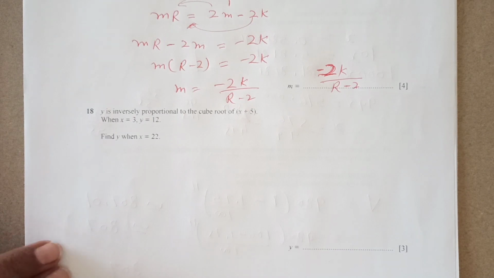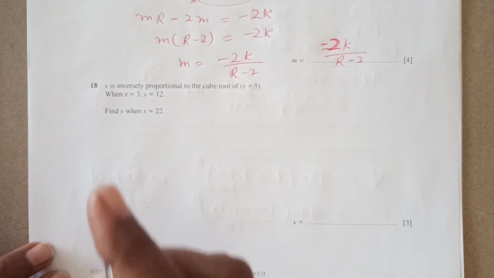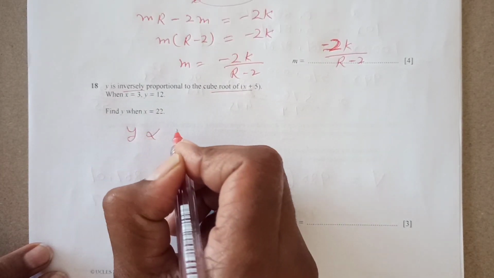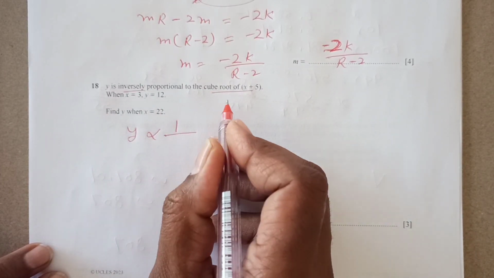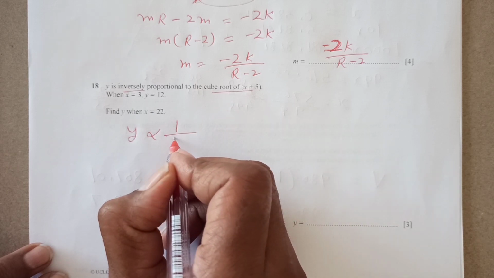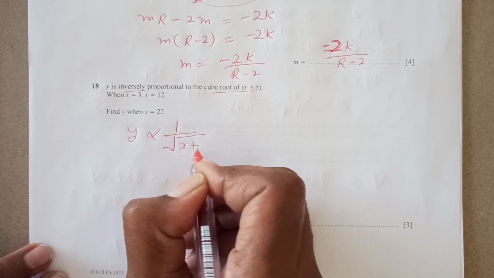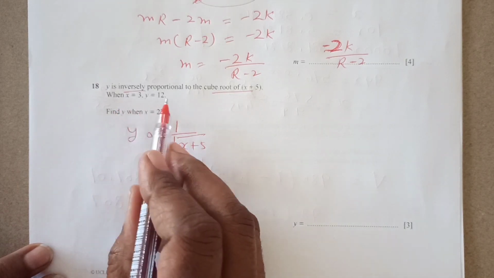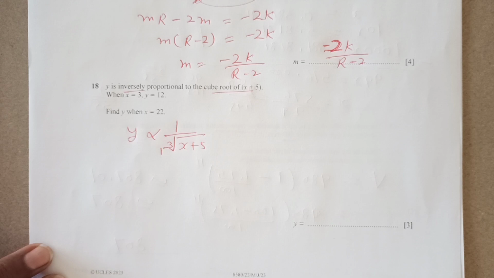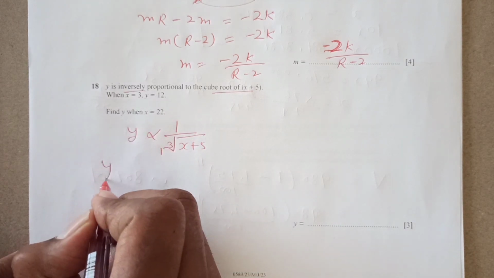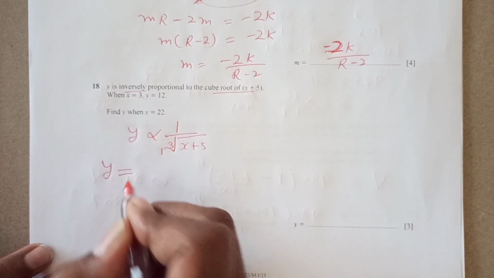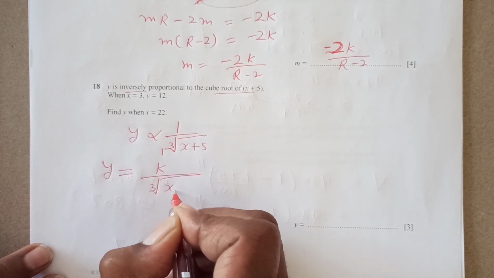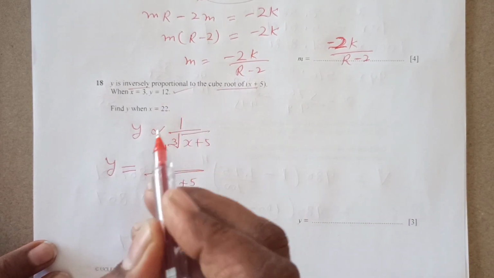Now in number 18, y is inversely proportional to the cube root of this. Y inversely proportional means 1 over the cube root of x plus 5, cube root. Remember to write cube root here. When x is 3, y is 12, then find the value of y when x is 22. So to remove the constant of proportionality, we'll put an equal sign and k over the cube root of x plus 5.